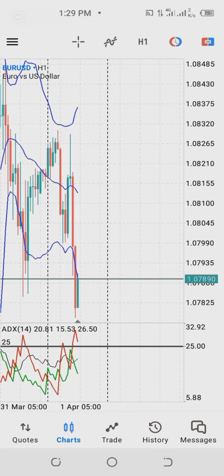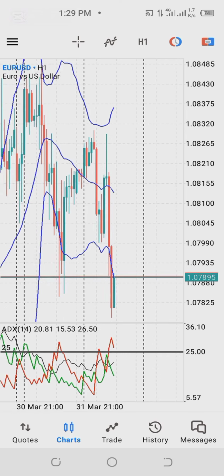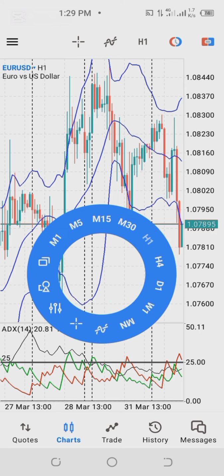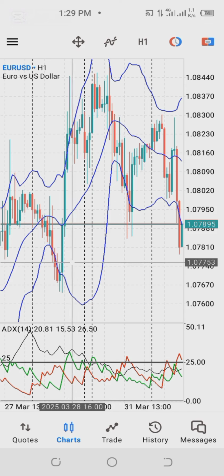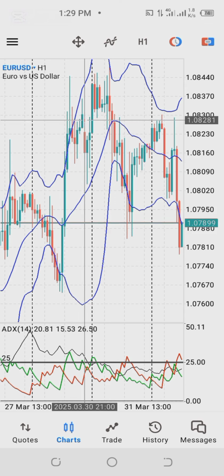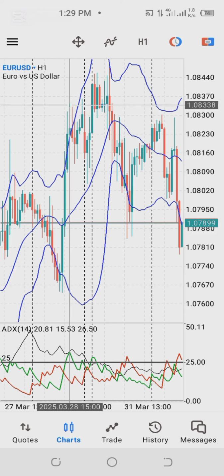Then how does this strategy work? First of all, I need to remind you that the Bollinger Band basically measures market volatility, and it helps traders to identify overbought or oversold conditions. What do we mean by overbought or oversold conditions? When the market touches the lower Bollinger Band, it means the market has been oversold, so it's time to buy. And when the market touches the upper Bollinger Band, it means the market has been overbought, so it's time to sell.